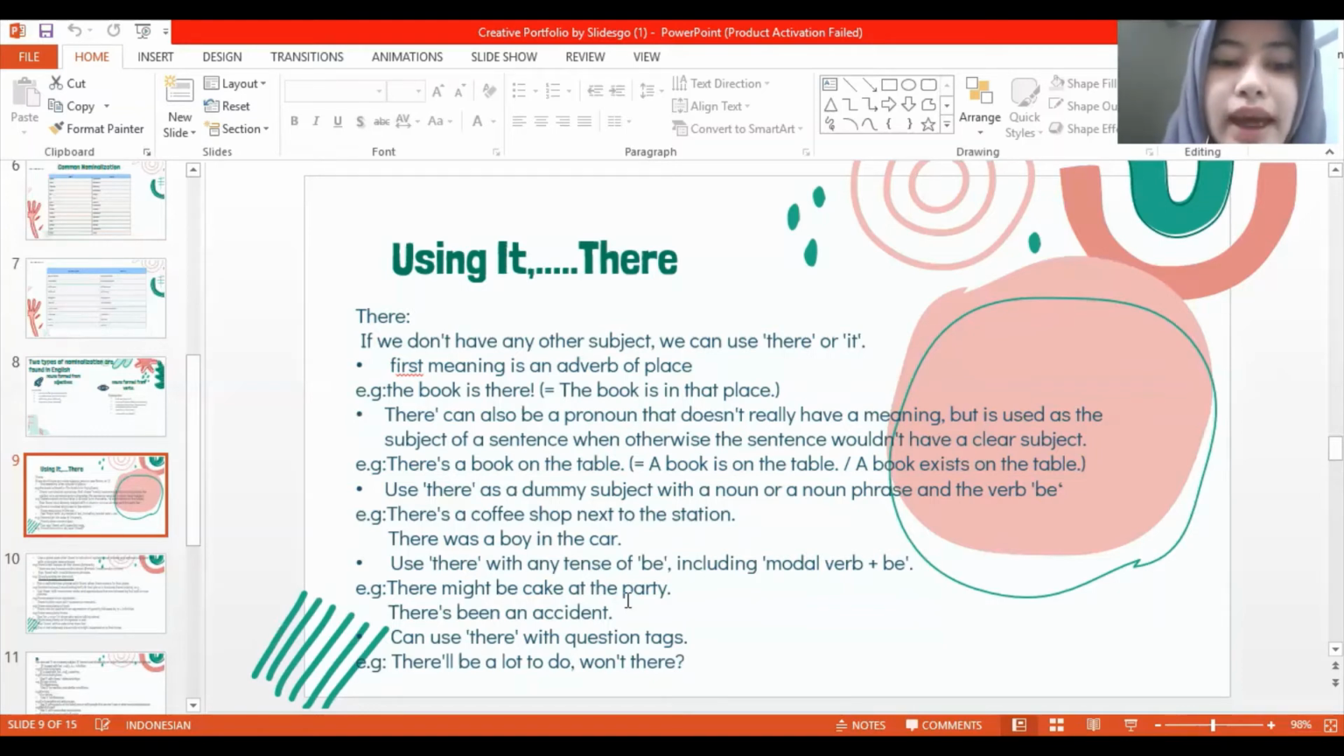Next, we can use there with a question tag. Example, there will be a lot to do, won't there?